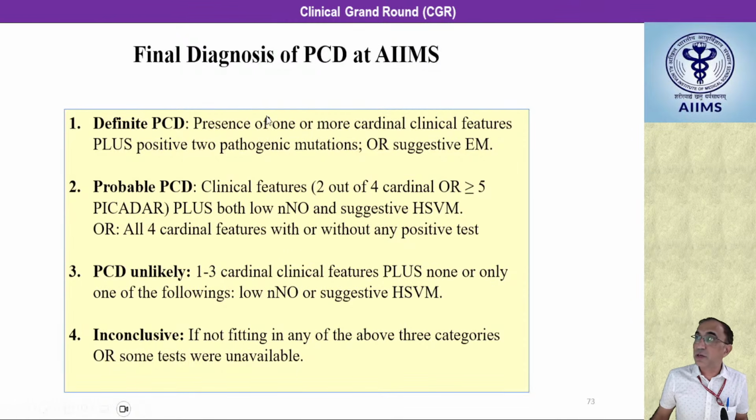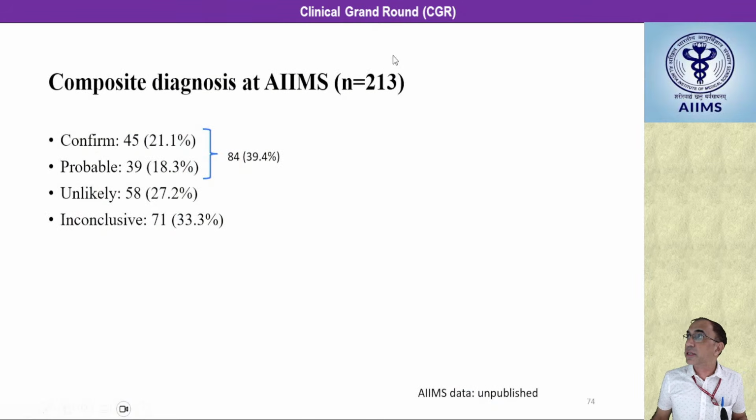Definite PCD, if there is one or more cardinal features, as we discussed previously, along with two positive pathogenic mutations or suggestive EM. That was definite PCD. Probable PCD: clinical features, 2 out of the 4, and both nasal NO low and suggestive high-speed microscopy. PCD unlikely: with only 1 or 3 cardinal features, or both tests negative, or only one positive. In immunology, in many patients we don't have the tests that we consider. So of all 213, we have 40% with PCD. Out of these, 45 are confirmed and 39 probable.